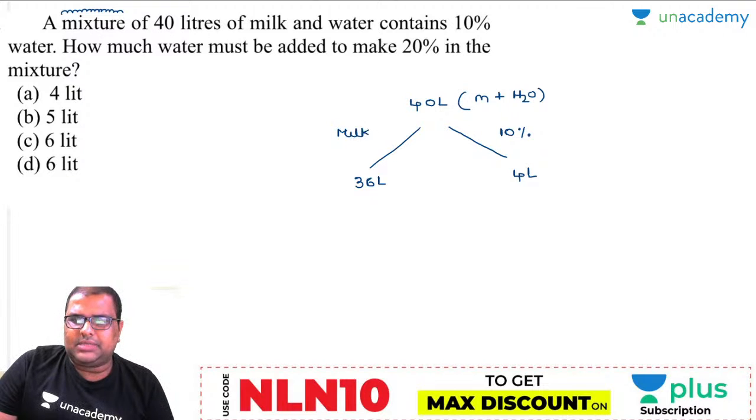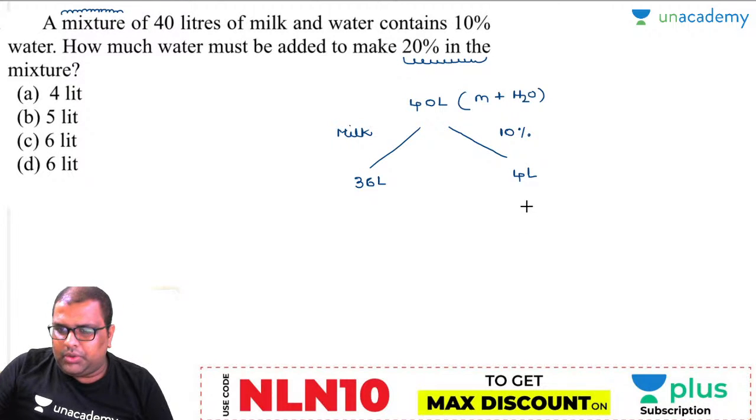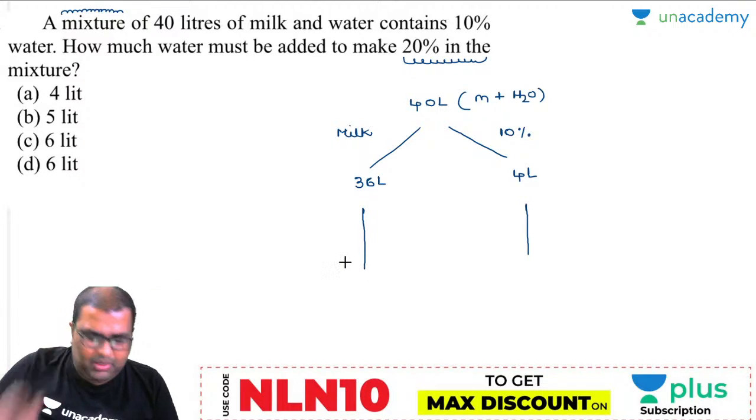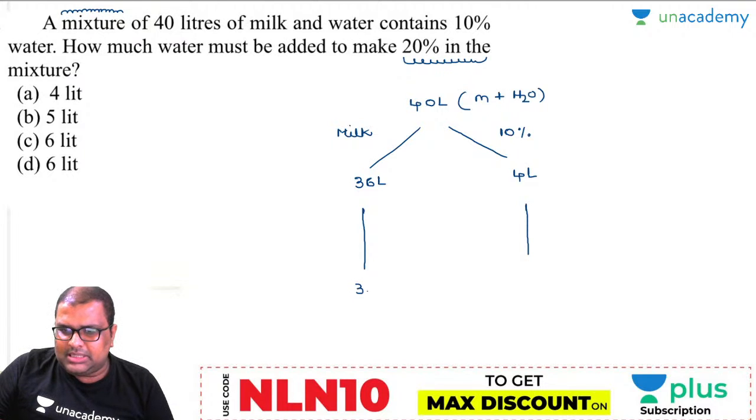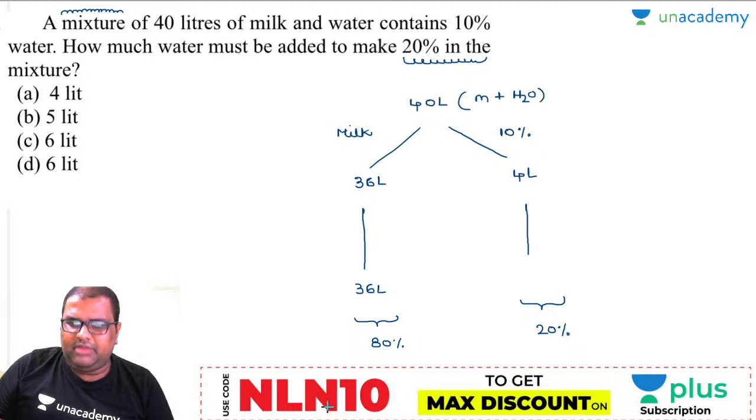Now what is the question asked? How much water must be added to make it 20% in the mixture? Now you have added water, it seems. Did you add a single ml of milk? No, you didn't add a single ml of milk. So the milk in the present solution will also be 36 liters, and you have to find this water level. It is said that this water is 20%. If water is 20%, then in the present jug, what will be the milk concentration? Will it be 80%? Will you accept this?